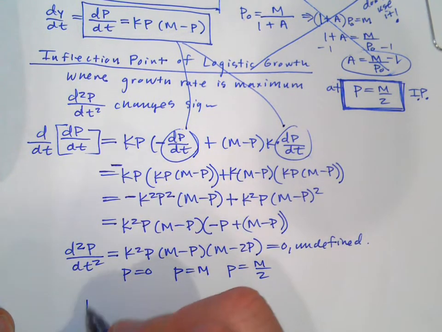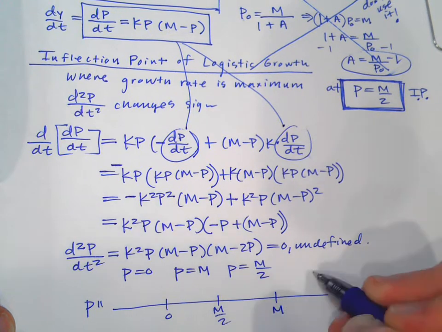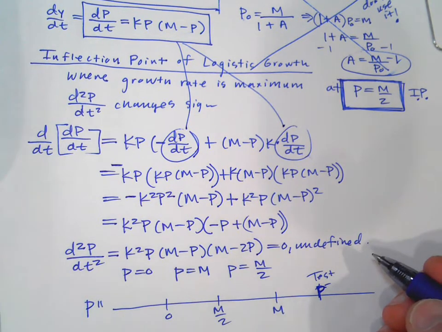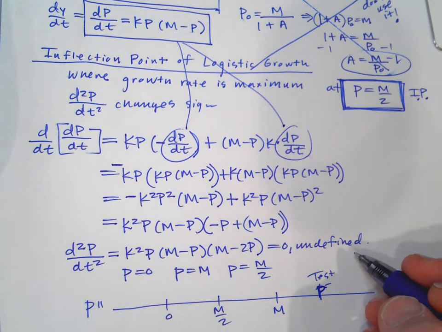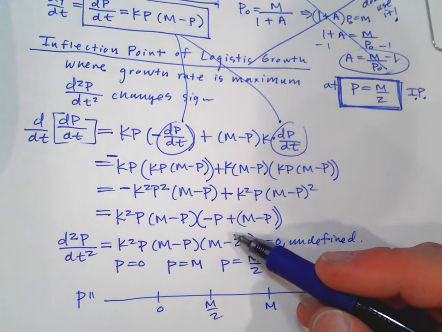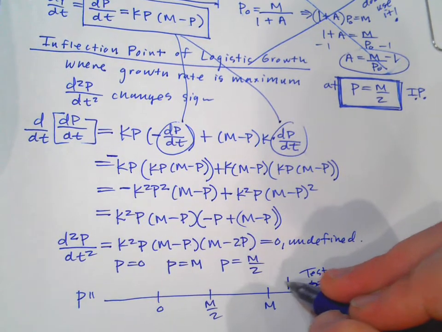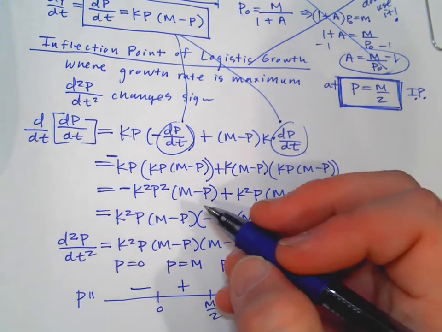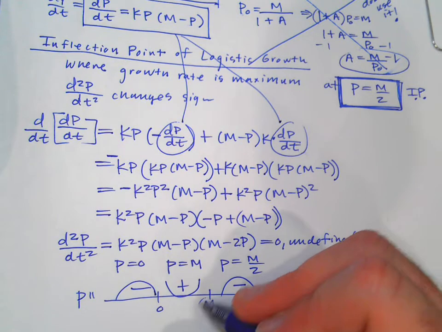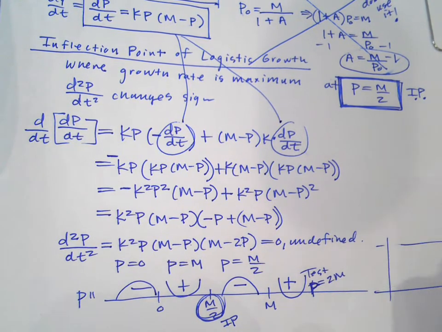That's what we get. I'm going to do a line check, just like I usually do. Put these in order: 0, M over 2, and M. I'm going to test a point. These are populations, these are P-values, so I'm going to test 2 times the carrying capacity. If I plug it in here, I get positive, negative, negative, so it's going to be positive. And it's going to switch signs: negative, positive, negative. So it's concave down, concave up, concave down, concave up. And sure enough, right here's your inflection point at half the carrying capacity. Now the graph looks like this again, real quick.